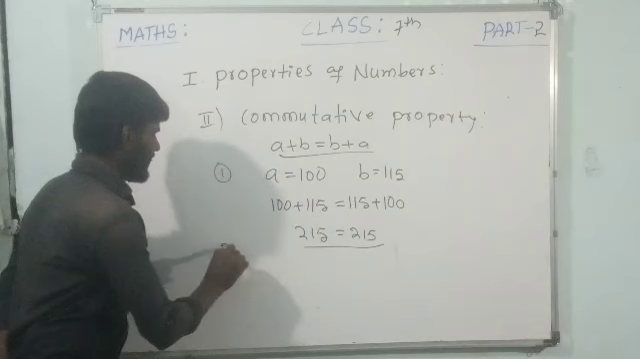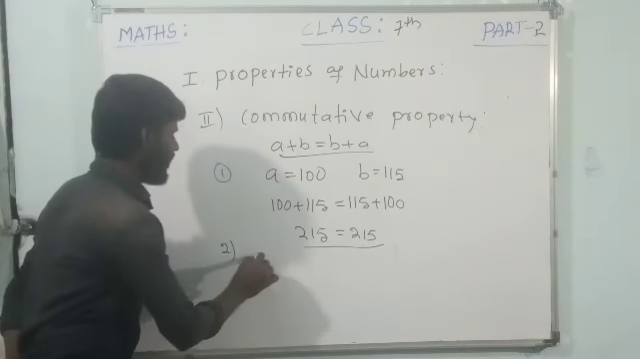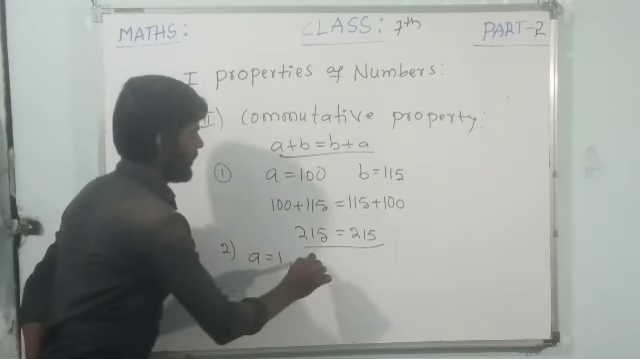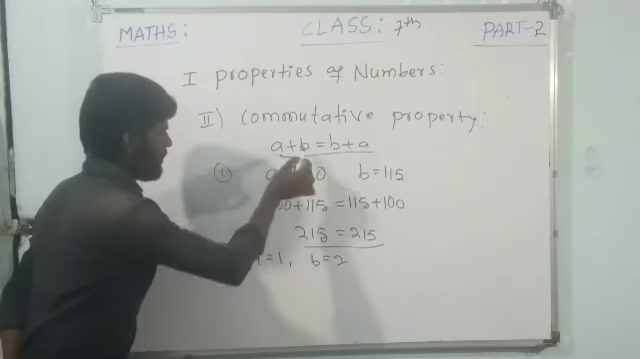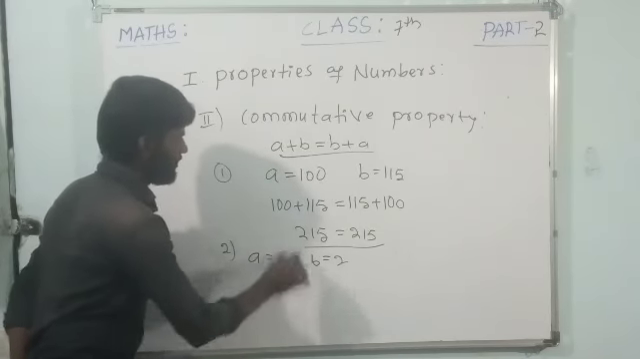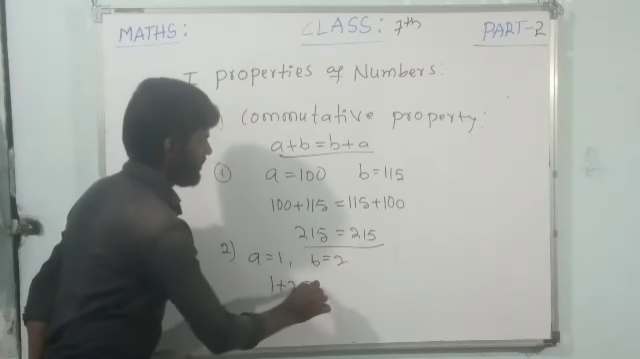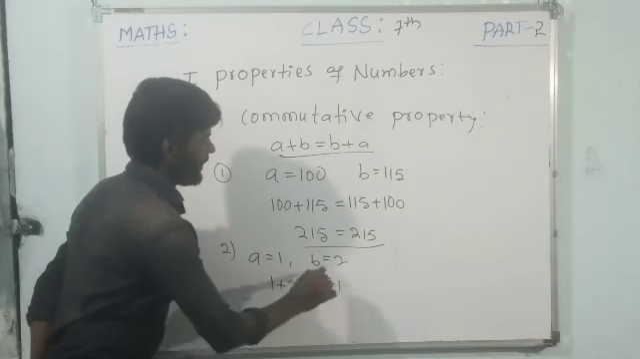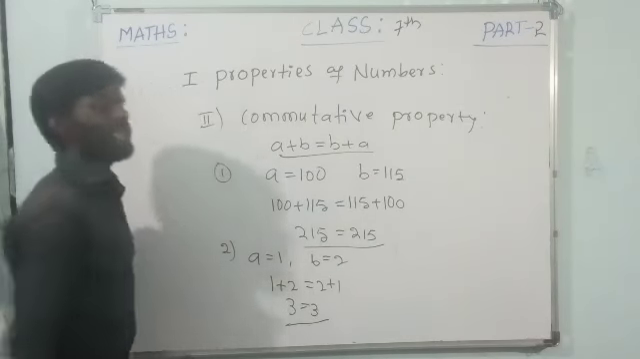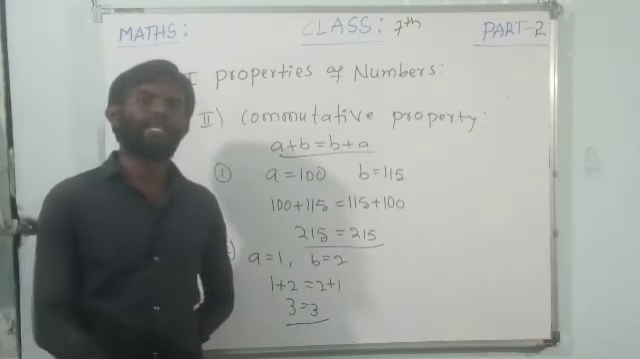Dear friends, example 2. If a is equal to 1, b is equal to 2. I will keep it in this one. a plus b, a means 1 plus b means 2, that is equal to b means again 2 plus 1. 1 plus 2 is equal to 3, and 2 plus 1 is equal to 3. LHS and RHS are the same.